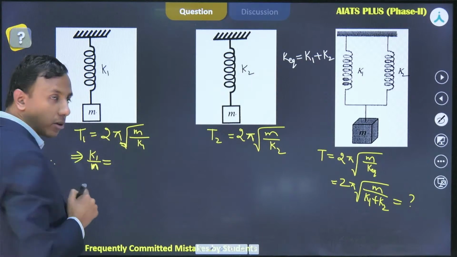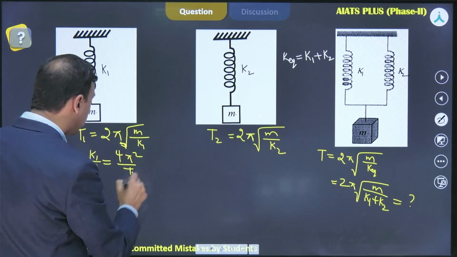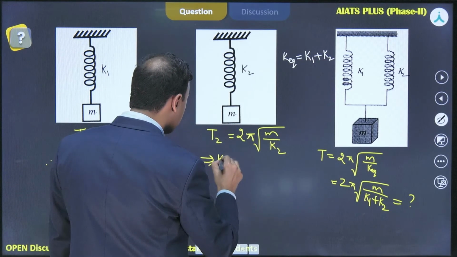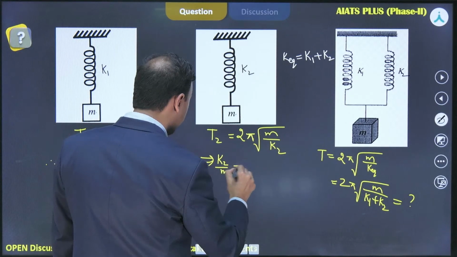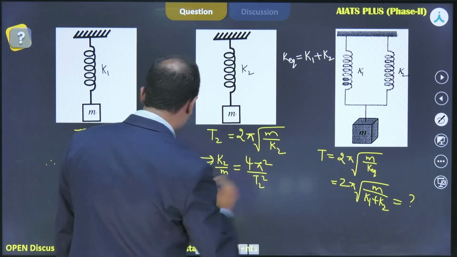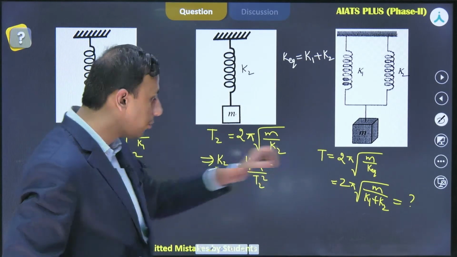So (2π/T1) whole square, so that is 4π² by T1². Okay, and similarly over here, k2 by m you can find out, that is also 4π² by T2², and obviously here also T1 square is also there, and that we have to find out.